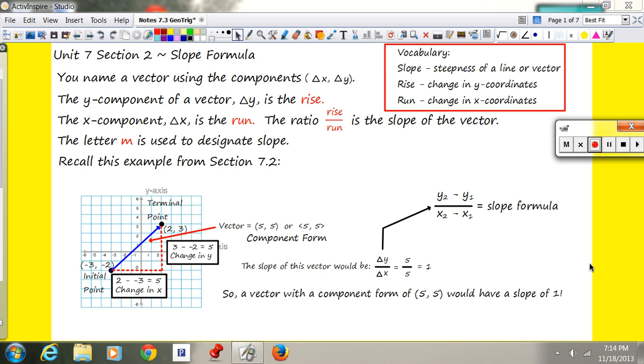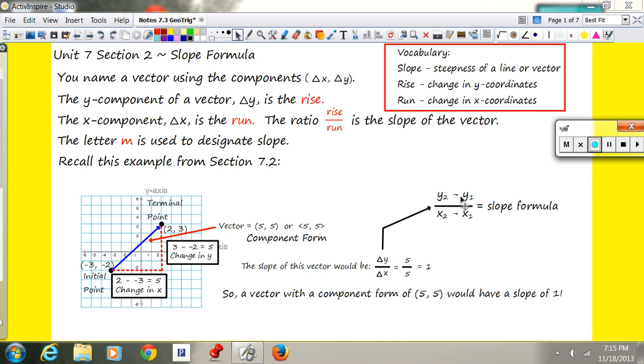Hey guys, here are notes for 7.3 and 7.4, and it's about the slope formula, which you've already learned about in your Algebra 1 class. Probably even in 8th grade you saw the slope formula, but we are going to review it because it does come into play when we're talking about vectors. So, the slope formula I have right over here: y2 minus y1 over x2 minus x1.